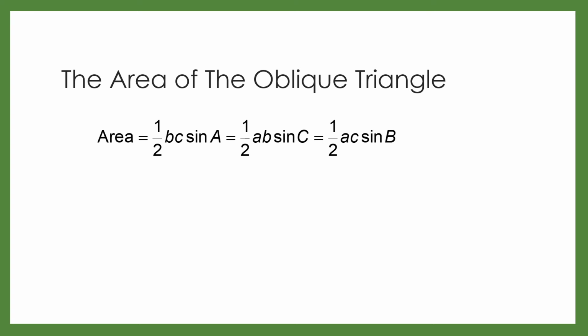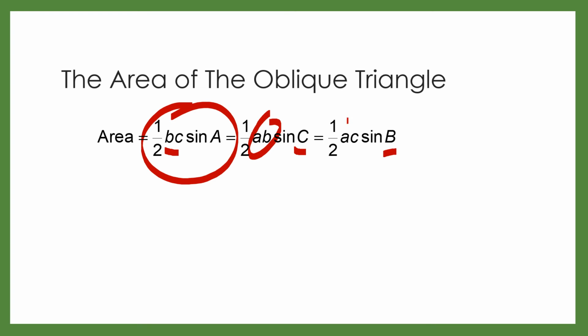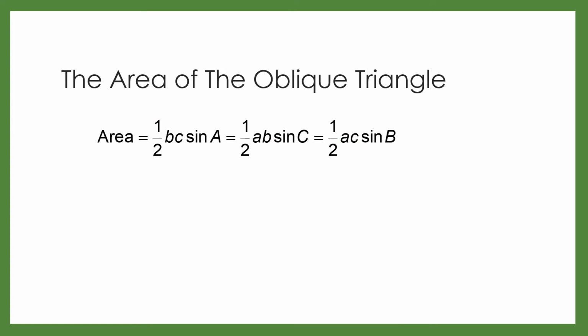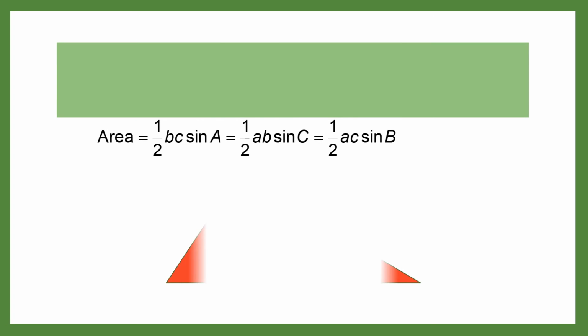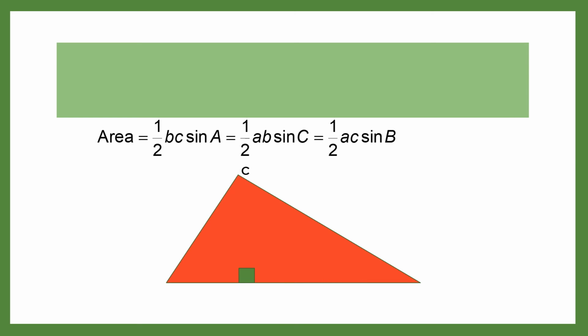So the area of an oblique triangle. We have the area is half b times c times sine a, and here a is the angle between b and c. Here c is the angle between a and b, and here b is the angle between a and c. So the formula is half b times c times sine a equals half a times b times sine c equals half a times c times sine b. So this is the formula for the area.